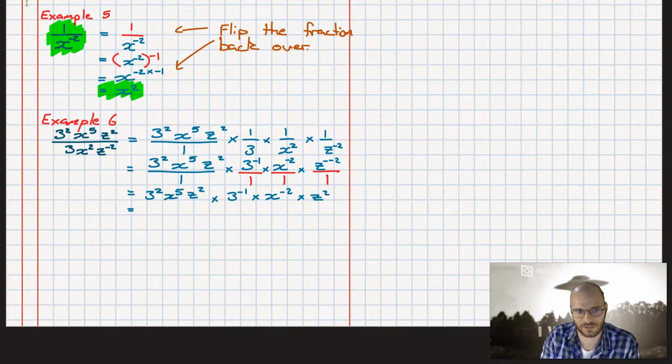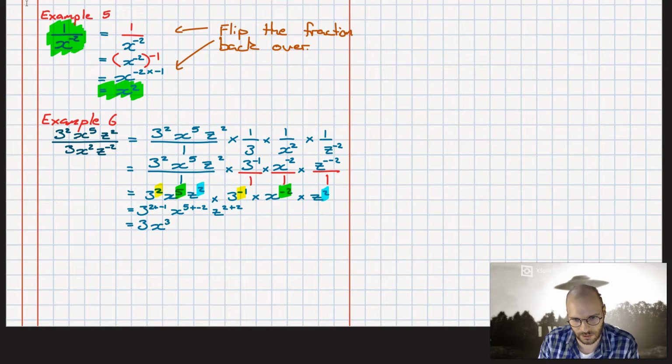So the 3 squared and the 3 to the negative 1, we simplify that by adding the exponents. The x's, we add the exponents, and the z's, we add those exponents as well. So we're going to get 3 to the 2 plus negative 1, x to the 5 plus negative 2, and then z to the 2 plus 2. Simplifying this out, 2 take 1 is 1, so we get 3, x, 5 take 2 is 3, and then for the z, 2 plus 2 is 4. So the simplification of this expression here comes down to this expression down here.